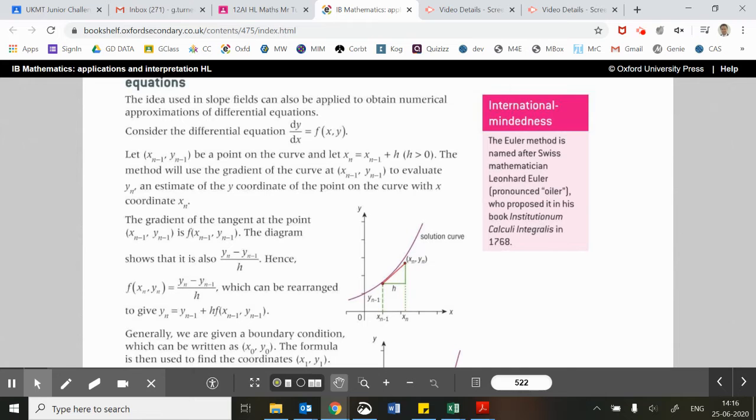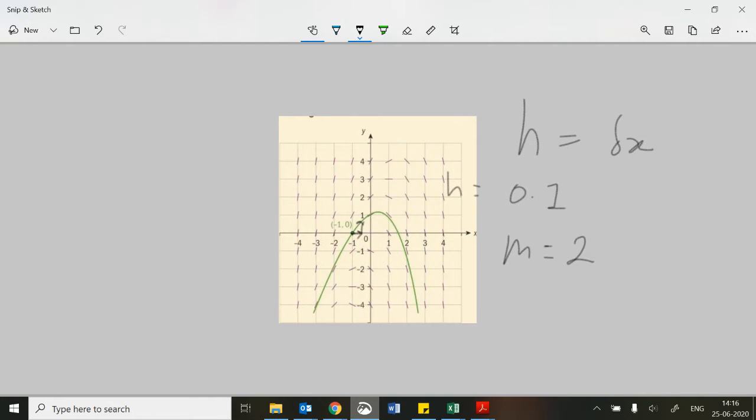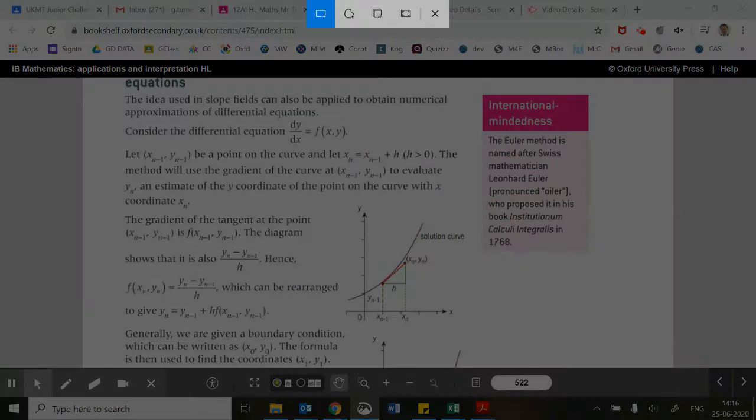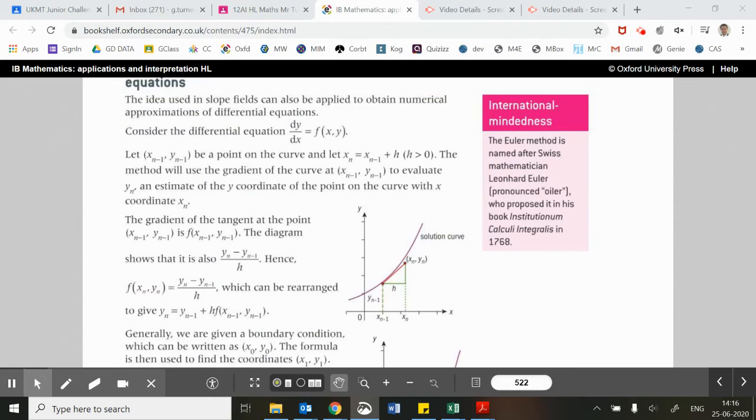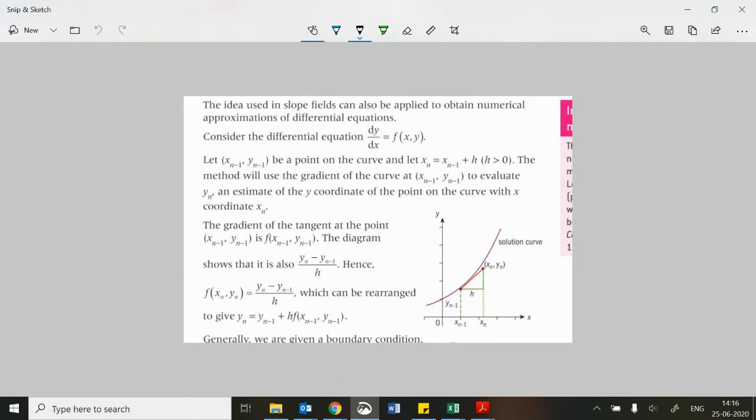So let me take this again. Let's take a bit of this and explain it through again. They're saying here, consider this differential equation at the top. They're saying let x(n-1), y(n-1) be a point on the curve.